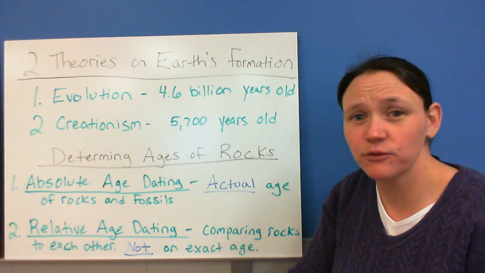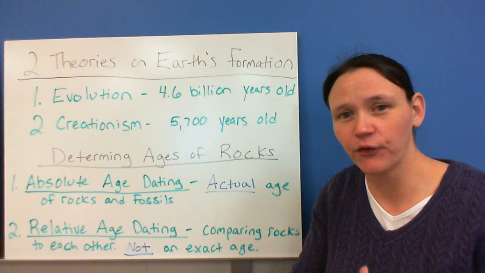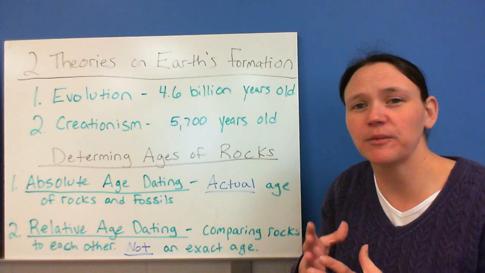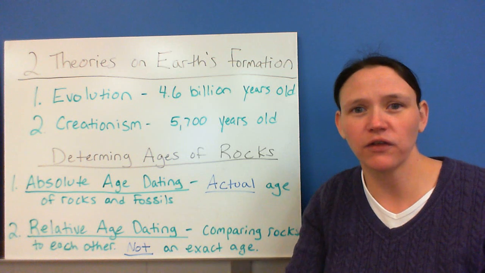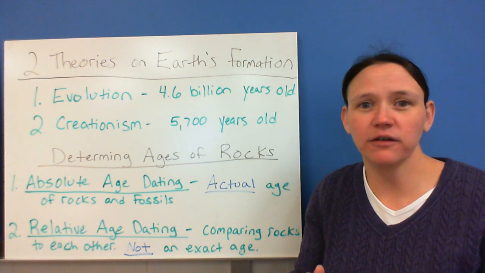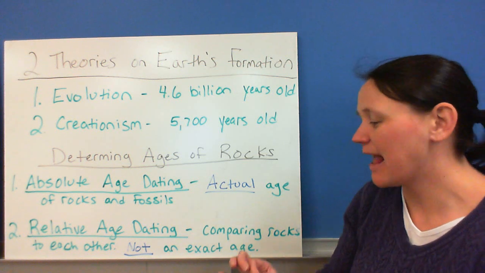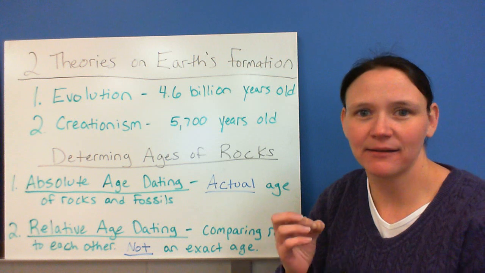Relative age dating is really what they started with when they were looking at the Earth's history and trying to figure out the order of events. Basically, you're just comparing rocks to each other, saying, okay, this is older, this is younger. And it's all going to depend on what's around it. It's not an actual or an exact age.